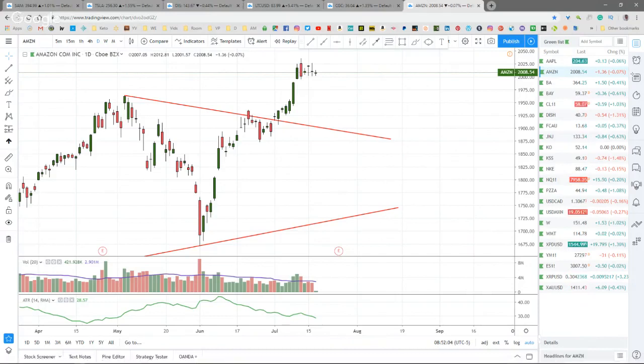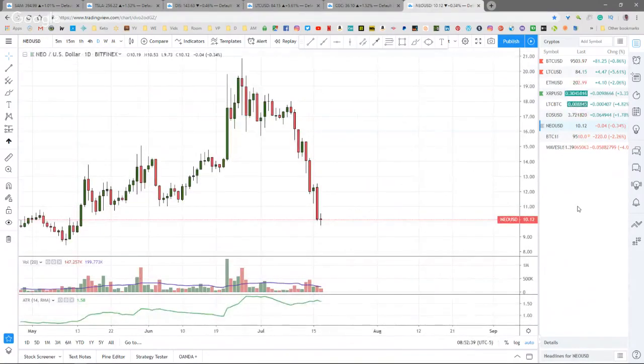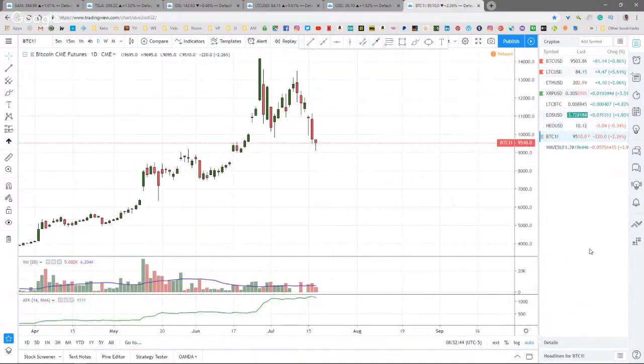And then I also look at cryptos, because cryptos are a great source of potential signals. These are the cryptos that I'm looking at right now. Bitcoin, Litecoin, Ethereum, Ripple. This is the Litecoin Bitcoin cross. This is the EOS, the NEO. And I was really only looking at the NEO earlier because of its connection to the Chinese government.